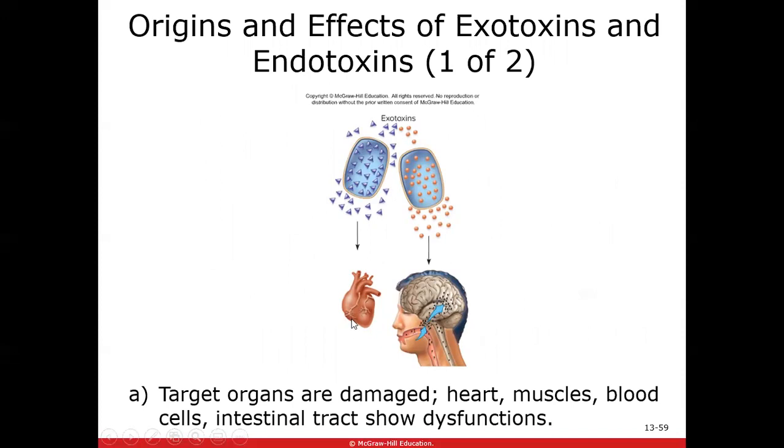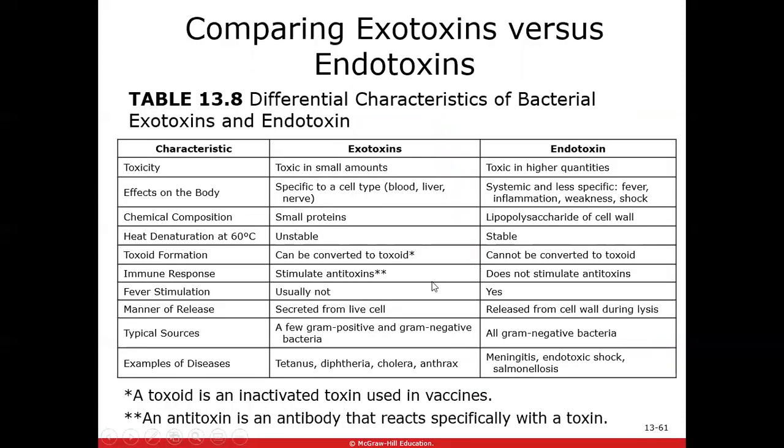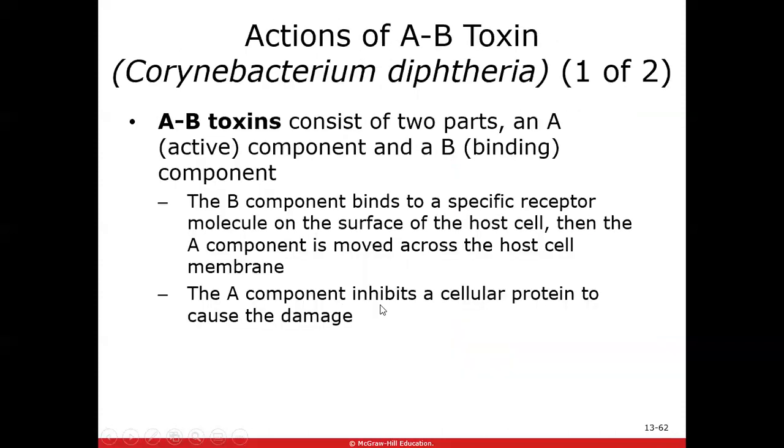And they talk about the exotoxins and endotoxins and the effects on different parts of the body. So target organs are damaged, like heart, muscle, blood cells, intestinal tract. They show dysfunctions. And so general physiological effects, like you can get fever, malaise. This is where the endotoxin, this is the bacterial cell, once it's dead, then this cell actually releases the toxins into your body. And it compares the exotoxins and the endotoxins. And so you can look through it, but I'm not going to ask you specific questions on these charts.